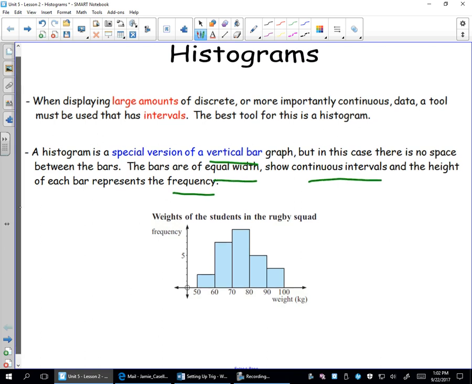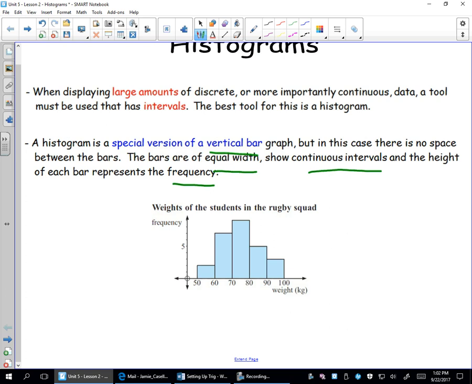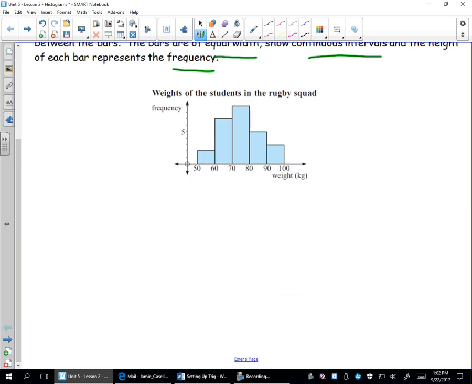So for example, we look at a rugby team here. We're going to look at their weights. Well, weight's a continuous variable, so we have bars that go from 50 to 60, 60 to 70, 70 to 80, and so on. Notice there's no space between them because these bars have continuous data between all of them.